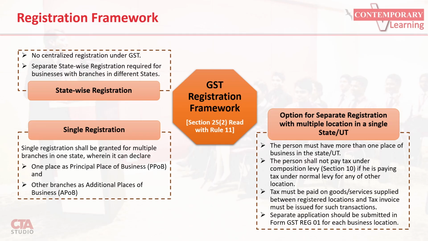Here's where it gets interesting. If you have more than one place of business in the same state or UT, you can choose to have separate registrations for each location. But there are conditions. You must have more than one place of business in the state or UT. You cannot pay tax under composition levy, Section 10. If you are paying tax under normal levy for any other location, you must pay tax on goods or services supplied between registered locations and issue tax invoices for such transactions.